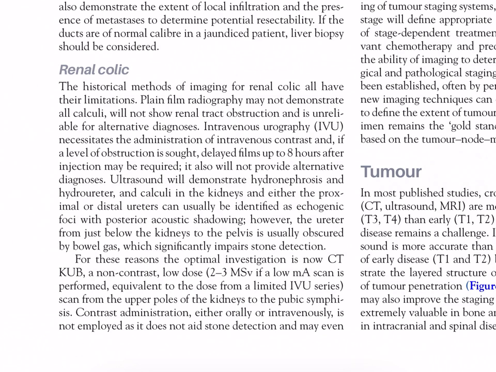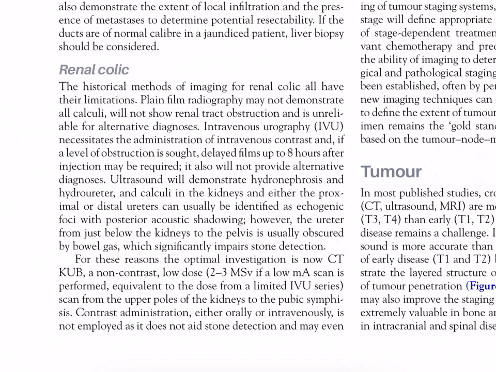Ultrasound will demonstrate hydronephrosis, hydroureter and calculi in the kidneys, and either the proximal or distal ureters can usually be identified as echogenic foci with posterior acoustic shadowing. However, the ureter from just below the kidneys to the pelvis is usually obscured by bowel gas, which significantly impairs stone detection. For these reasons, the optimal investigation is now CT-KUB, a non-contrast, low-dose scan of 2 to 3 mSv if a low milliampere scan is performed, equivalent to the dose from a limited IVU series, scanning from the upper poles of the kidneys to the pubic symphysis.